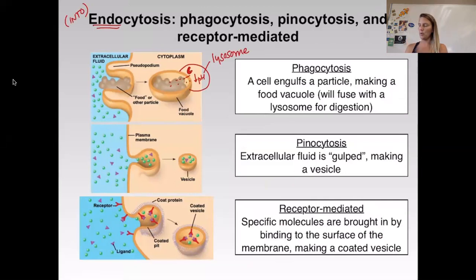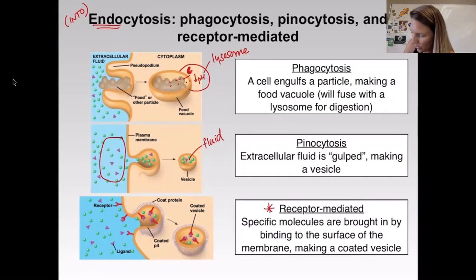Pinocytosis, and the way I always remember that, Pinot is like vino, like wine, so Pinot vino. This is fluid, so sometimes cells have to engulf kind of extracellular fluid just to get what's in that fluid, all right? Making a vesicle. So this would be a vesicle full of fluid, which is not really a food vacuole, it's just like a vesicle, all right? Then we have receptor mediated, and I don't want people to get confused about this.